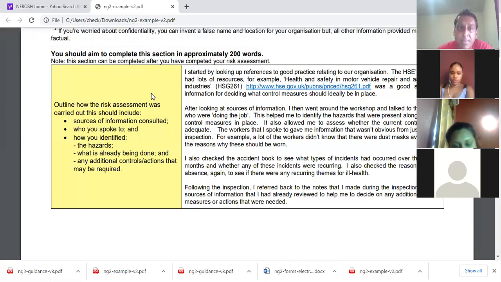Outline how the risk assessment was carried out. This should include the sources of information you consulted. Now, this would really mean things that you would have researched, or if you looked at any of the company records, like their risk assessment or their accident book, that would be the sources of information consulted, right? Include who you spoke to, how you identified the hazards. Now, how you identify the hazards typically is by an inspection, by you taking a walk.